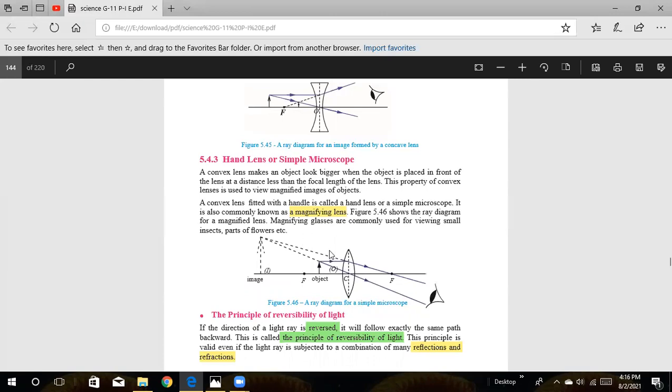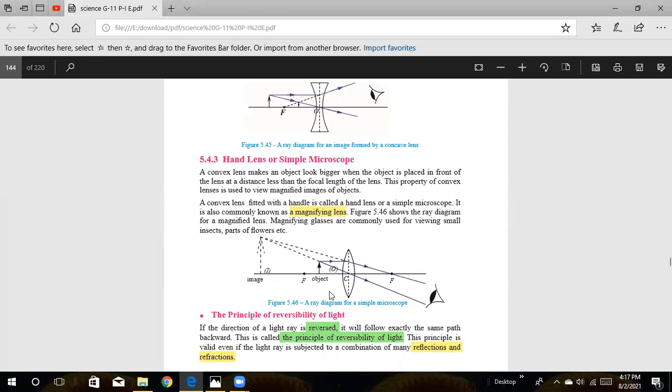Here, a convex lens. We use a convex lens. It is fixed with a handle. Fixed with a handle, we call it a hand lens.